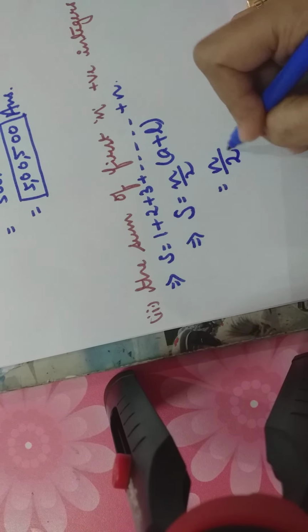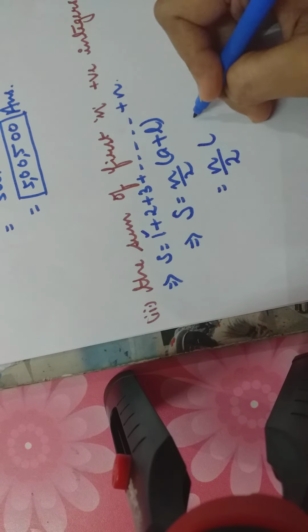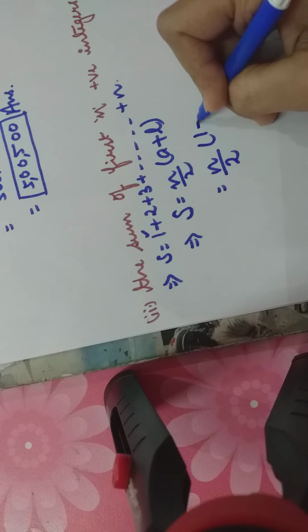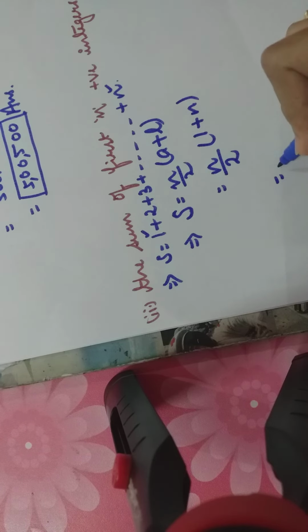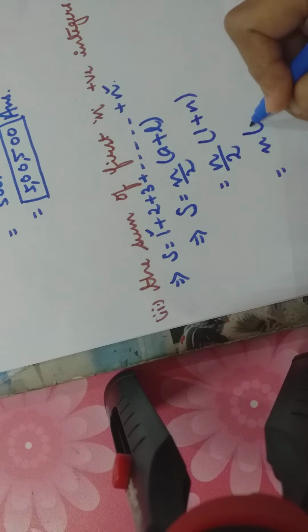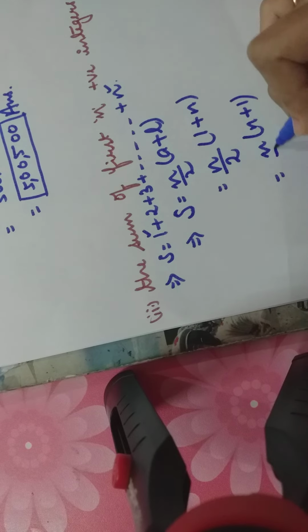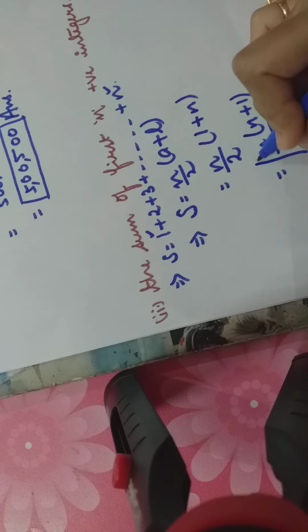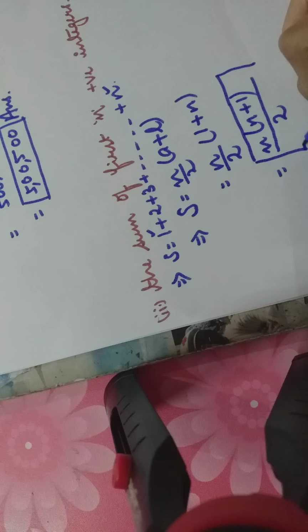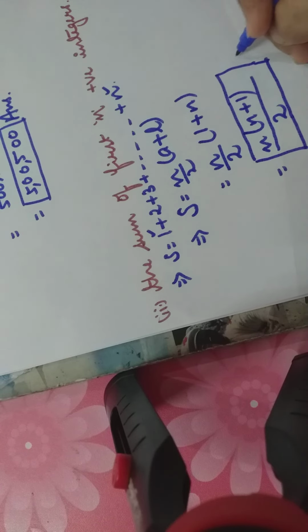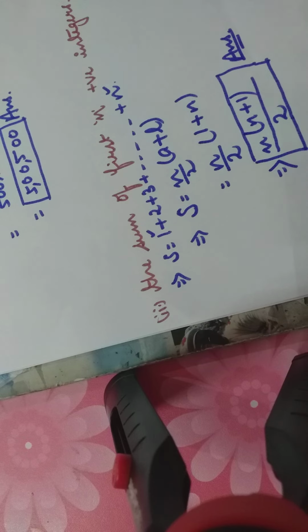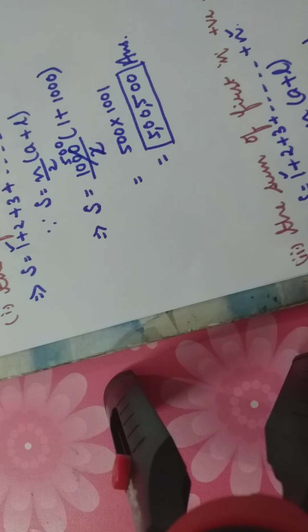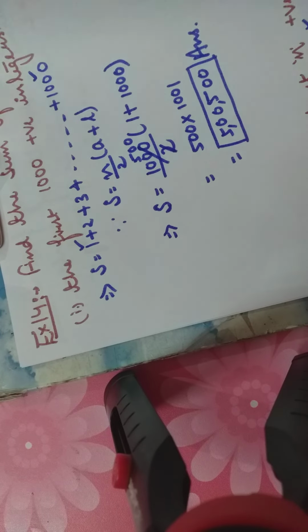Since we have to find the sum of the first n positive integers, n will remain as n only, n/2, and the first term a is 1. So 1 + l, where the last term is n. So the formula will be n(n + 1)/2. This is our final answer. This is an important formula: the sum of the first n positive integers is S = n(n + 1)/2.